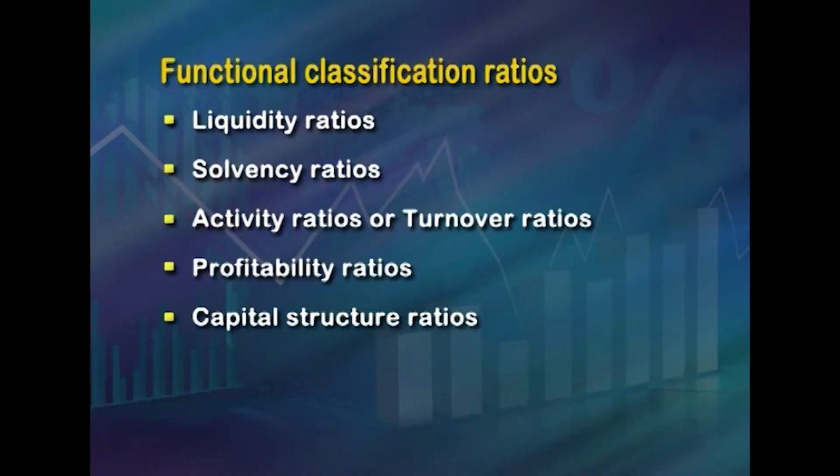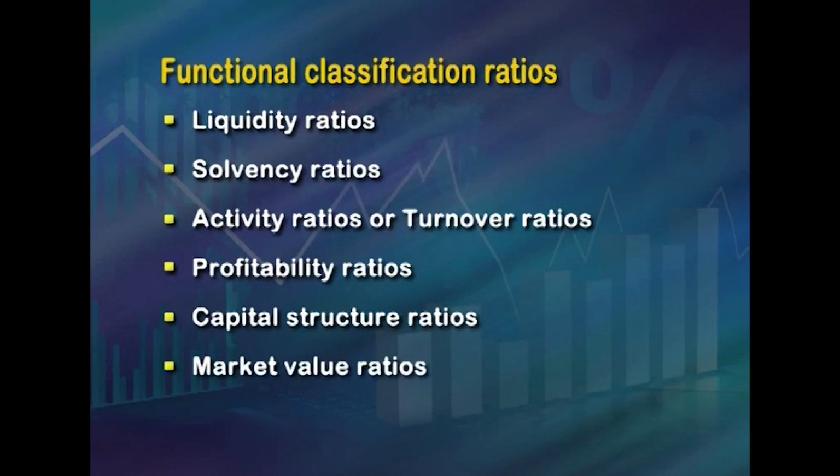Next, the capital structure ratios show how an organization has financed the purchase of assets, which includes the debt to equity ratio, which equals total liabilities divided by total stockholders' equity; the interest coverage ratio, which equals income before income taxes and interest expense divided by interest expense; and the debt to asset ratio, which equals total liabilities divided by total assets.